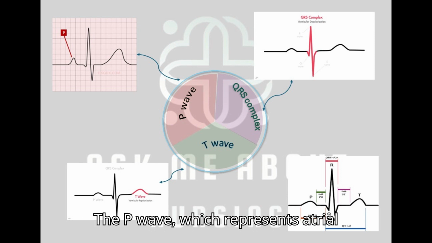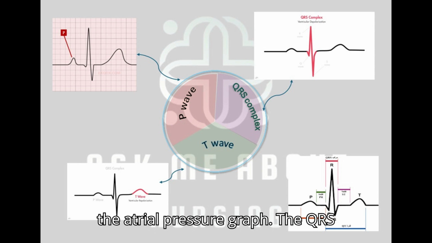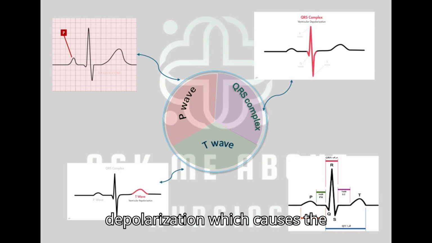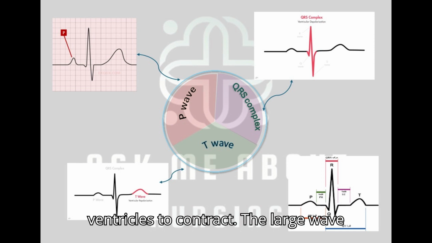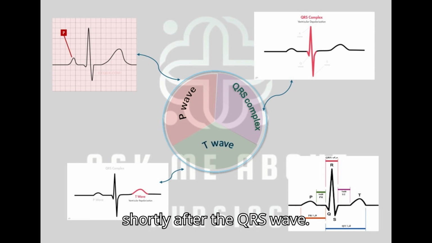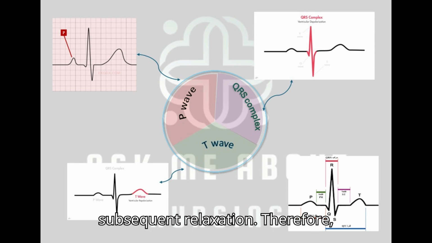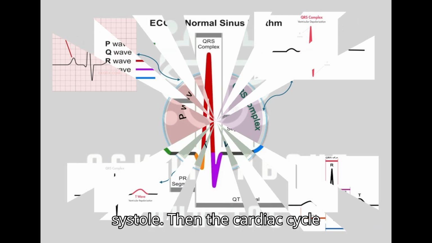The P wave, which represents atrial depolarization, precedes the A wave of the atrial pressure graph. The QRS complex represents ventricular depolarization, which causes the ventricles to contract. The large wave of the ventricular pressure graph begins shortly after the QRS wave. The T wave of the ECG represents a time of ventricular repolarization and subsequent relaxation. Therefore, this wave starts toward the end of systole.